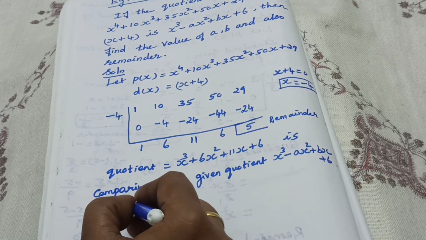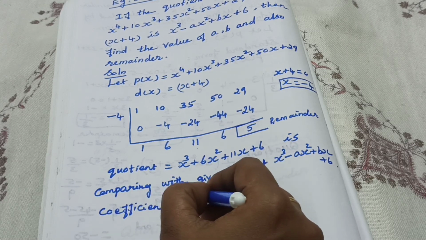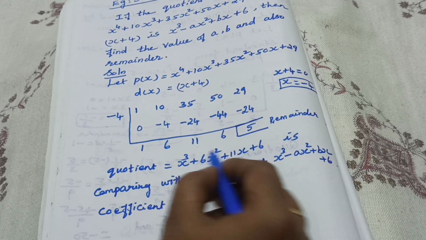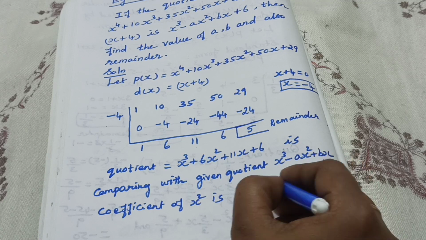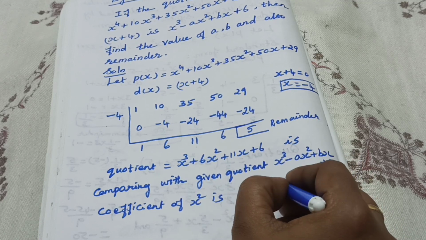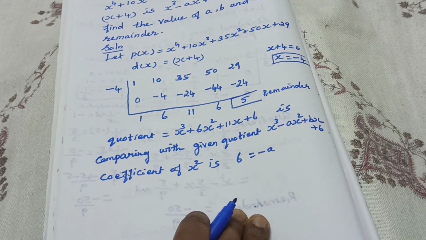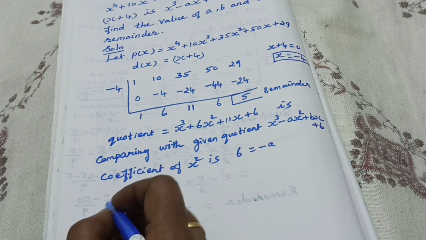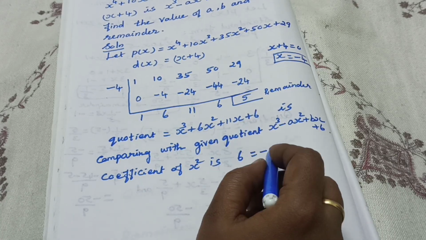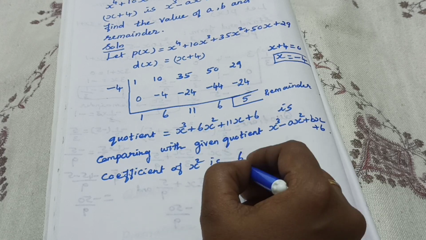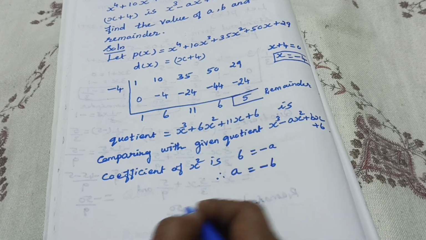The coefficient of x square is 6 here. This is equal to minus a. Here the coefficient of x square is minus a. Like that, compare the coefficient of x also. From here, 6 equals minus a. Therefore a is equal to minus 6 we will get.